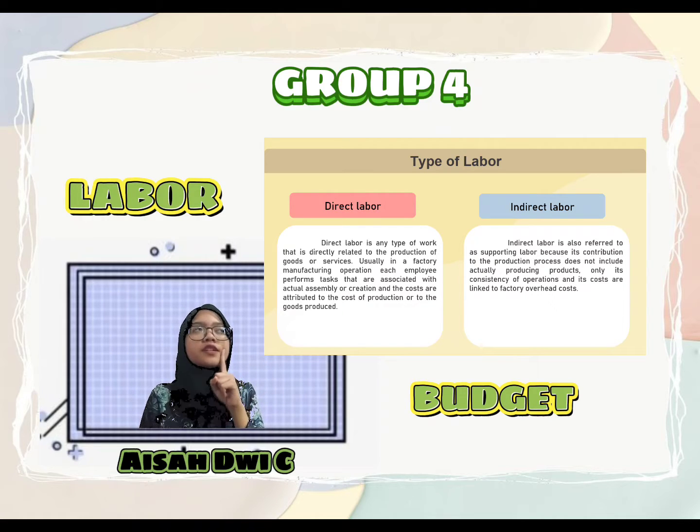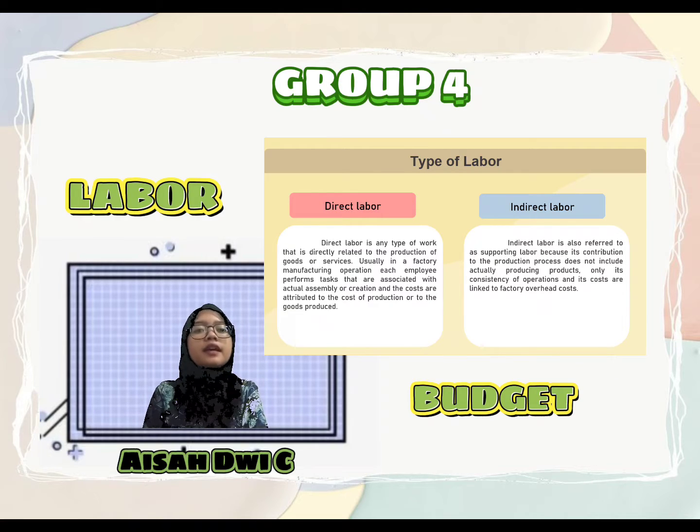For the first, direct labor, I will explain in more detail. Direct labor is any type of work that is directly related to the production of goods or services. So direct labor is related directly to production. Usually in a factory manufacturing operation, each employee performs tasks associated with actual assembly or creation, and the costs are attributed to the cost of production or goods produced.